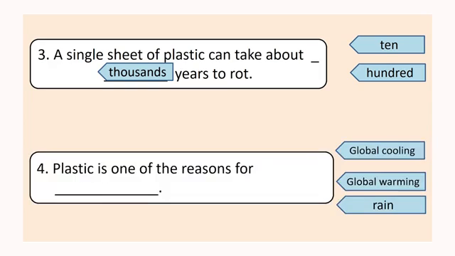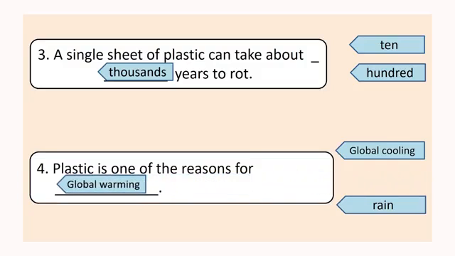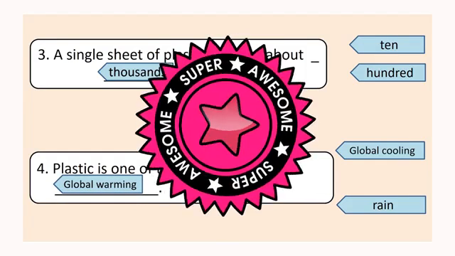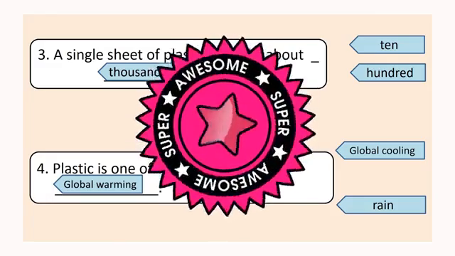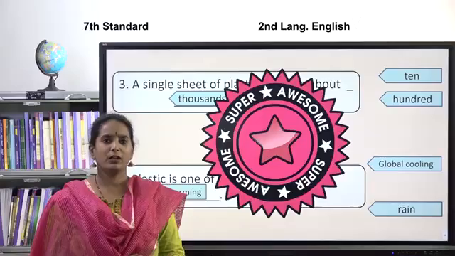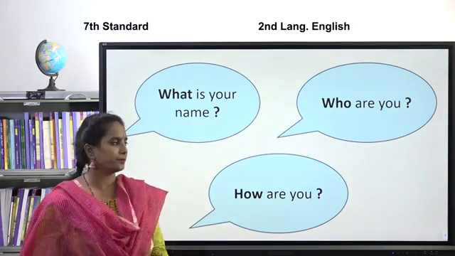Fourth question, plastic is one of the reasons for dash. Global cooling, global warming, rain. And the right answer is global warming. Very good, children. You all did an awesome job. Now let's move on to our next topic.